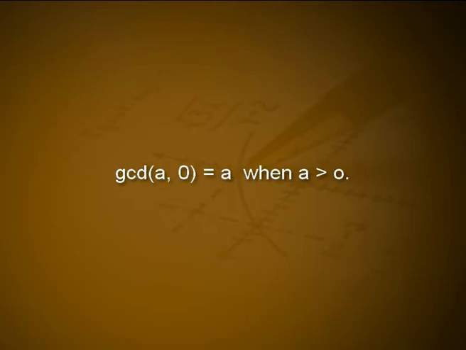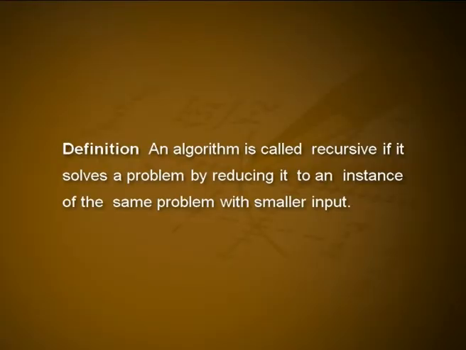For instance, for finding the greatest common divisor, the reduction continues until the smaller of the two numbers is 0, because GCD(a, 0) is equal to a when a is greater than 0. Definition: an algorithm is called recursive if it solves a problem by reducing it to an instance of the same problem with smaller input. Example: give a recursive algorithm for computing n factorial, where n is a non-negative integer.